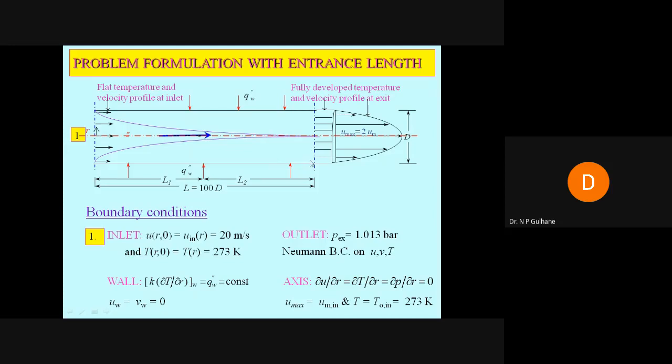So what is the thickness of this boundary layer? What is this entrance length? What is the effect of the property variation during the viscous region? So this is a viscous region, this is the inviscid region. So the entire study can be done during post-processing in the CFD.